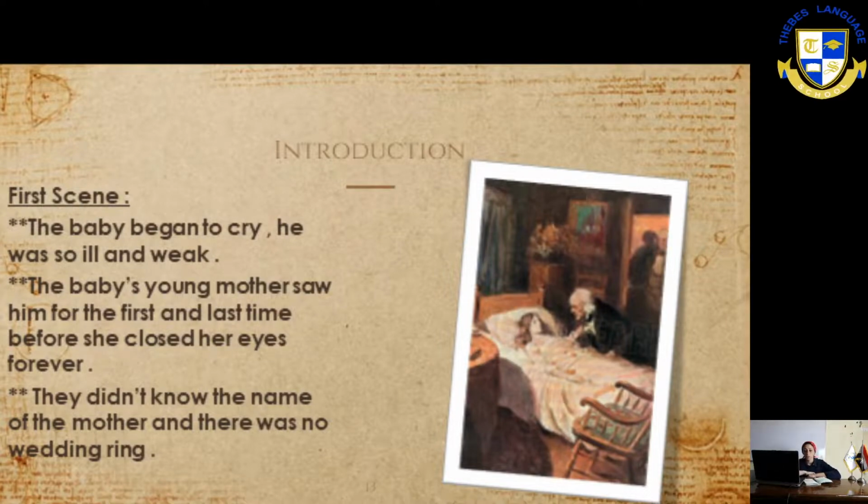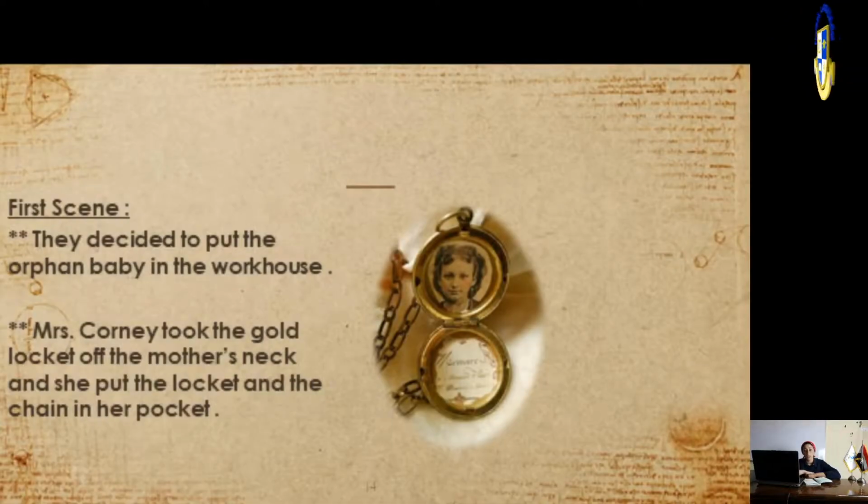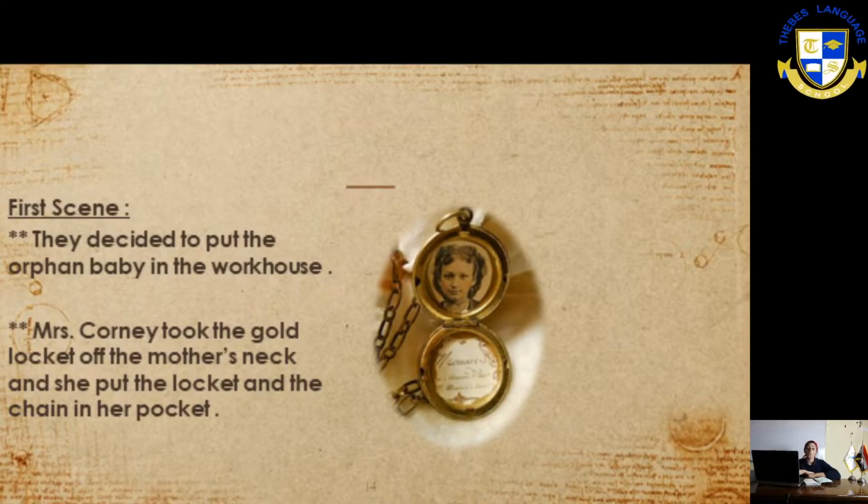Let's move to slide number 14. They decided to put the orphan baby in the workhouse, but something happened, and this was very important. Mrs. Corney, when she was preparing the mother to be buried, just noticed that the mother was wearing a gold chain with a gold locket, as you see here in the picture.